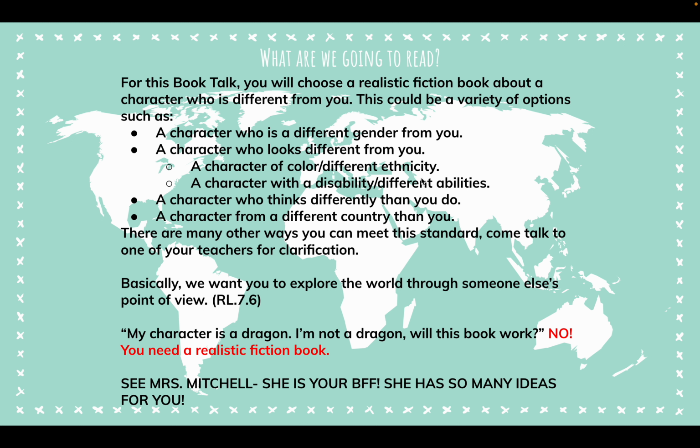So you can choose someone, if you're able-bodied and you pick someone with a disability, that works. Or let's say you're not athletic and you choose someone who's athletic. Or you are an athletic person and you choose someone who has problems with their body or whatever. That would work. So there's a lot of different ways you can meet this standard. You just need to come talk to one of your teachers for clarification on that.